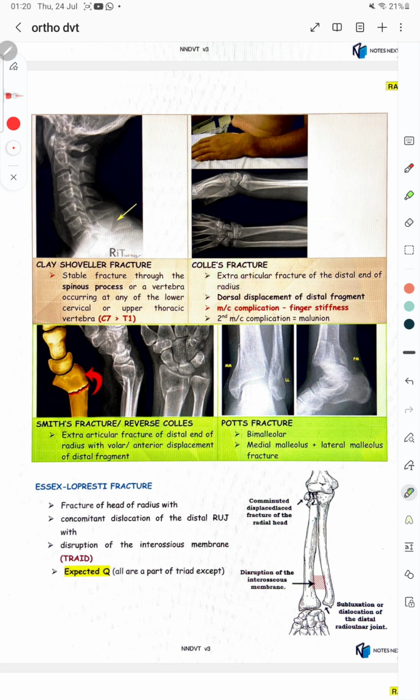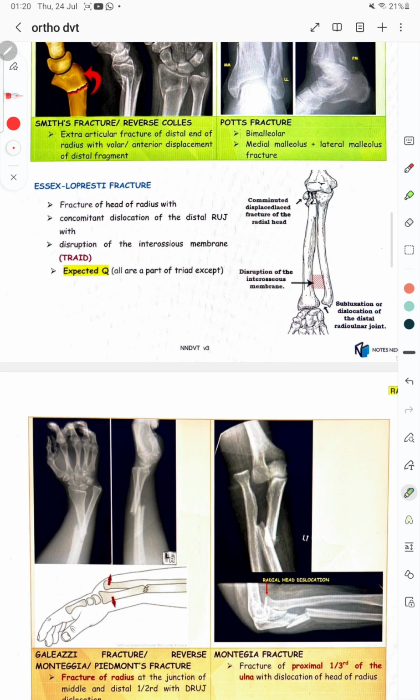Okay, then we have Pott's fracture, which is bimalleolar, that is medial malleolus and lateral malleolus fracture. This is the medial malleolus, this is fractured, this is the lateral malleolus, this is fractured: bimalleolar. Okay, then we can read it, it's not that important.